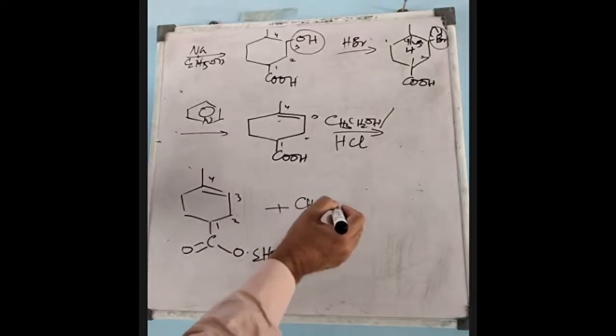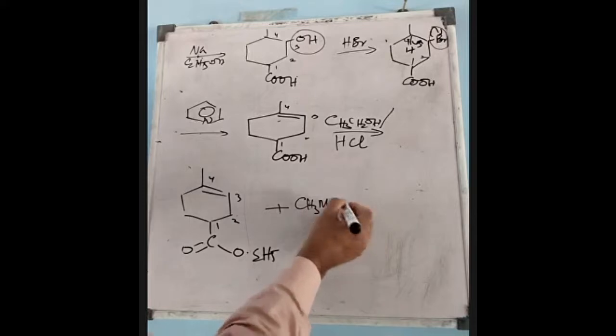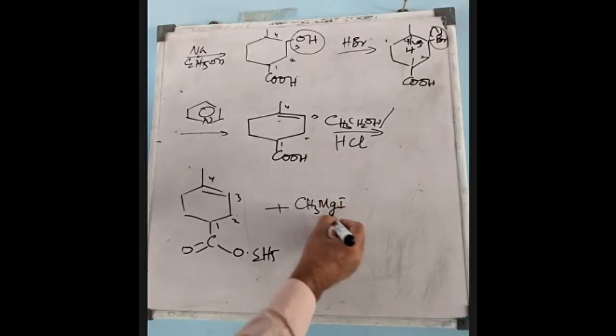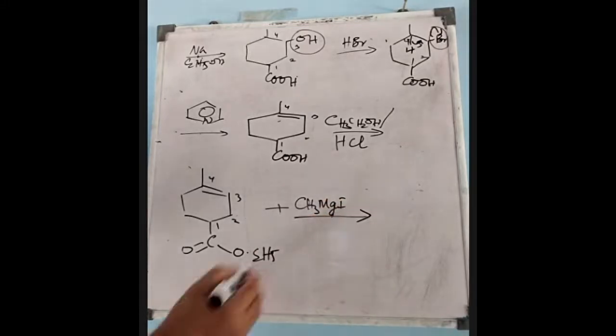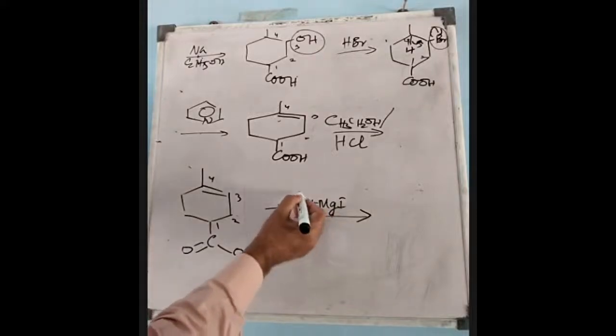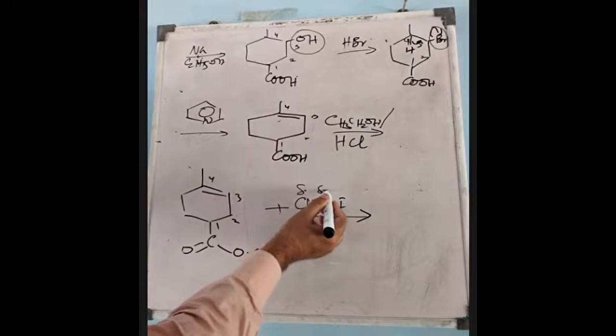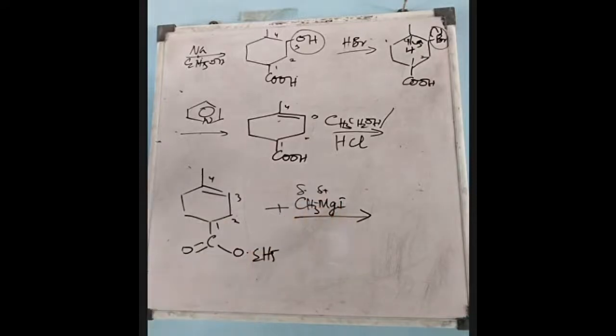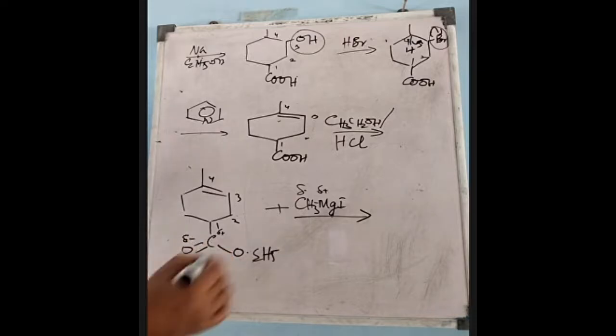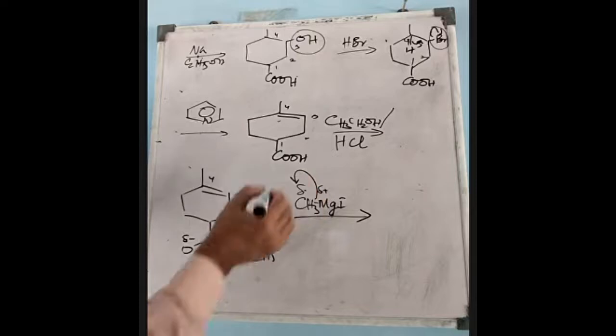Methyl magnesium bromide, or iodide. So now what happens? Here it is the Grignard reaction. In the Grignard reagent, the methyl group is electronegative and magnesium is electropositive. In this case, the carbonyl carbon is electropositive and oxygen is electronegative. So here polarization will take place.